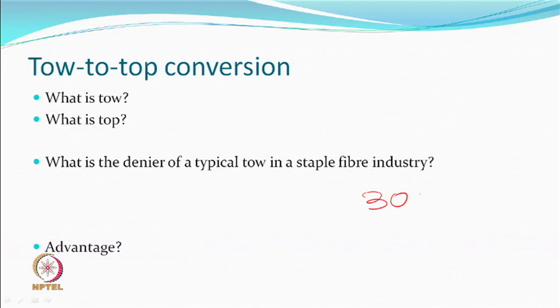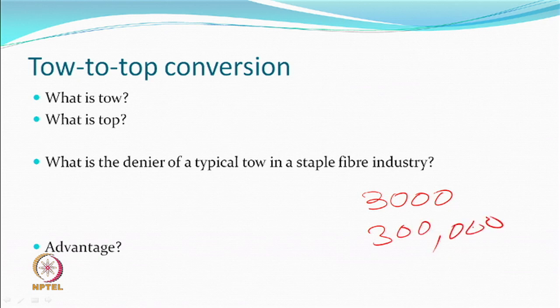after spinning from different spinners, you keep collecting the yarns from different spinners, keep collecting them and make a tow and then crimp and cut. What would be the approximate denier of such a tow? Some figures are coming like 3000 denier. Yeah, 2 lakh. So it could be 300,000.